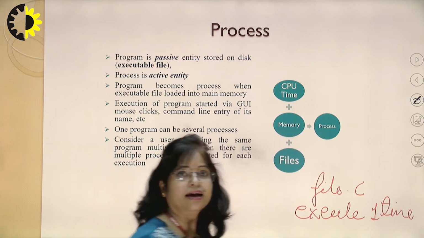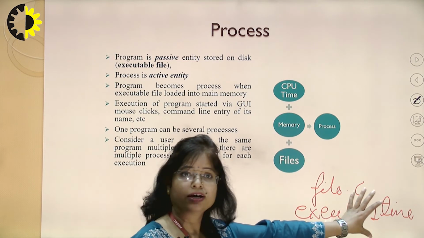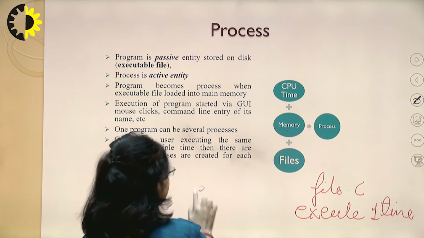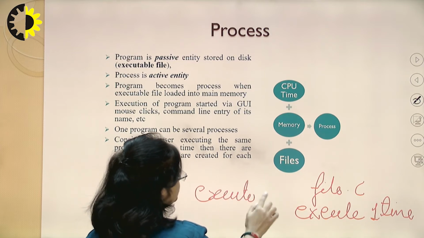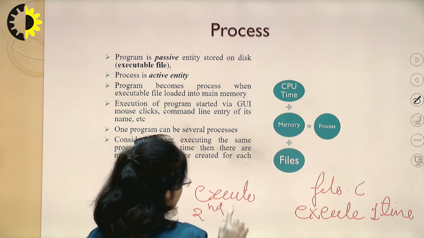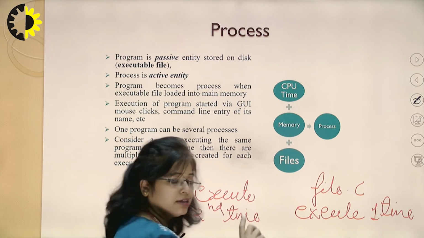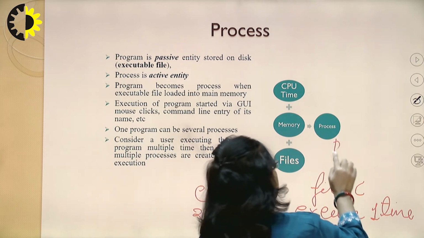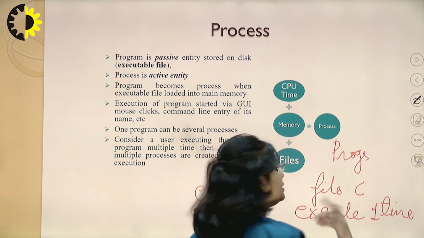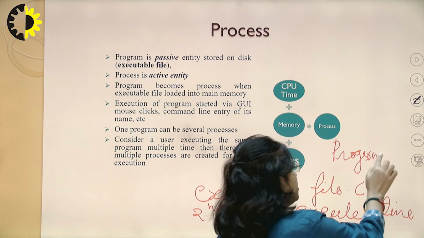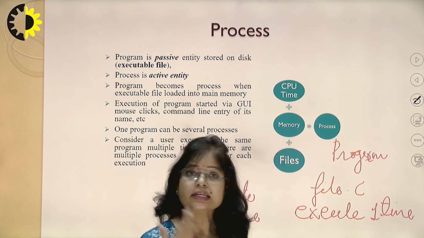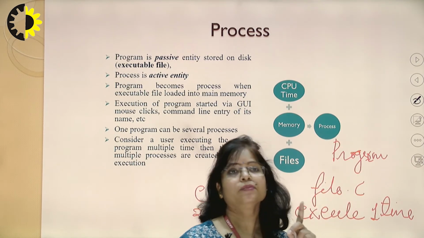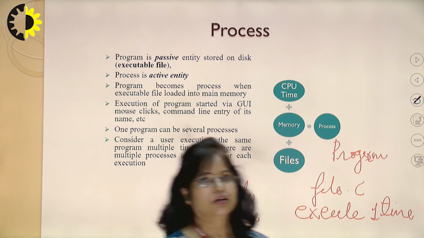The first time, that program is one process, and again when we execute it a second time, it will also create a second process. So, we can say if one program is run multiple times, it will create multiple processes. Means the same program can have multiple processes.